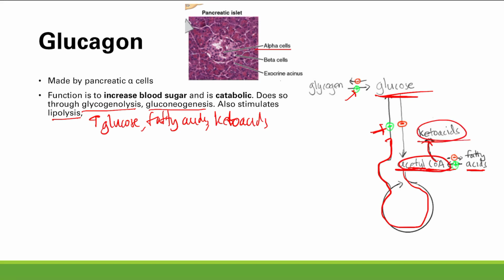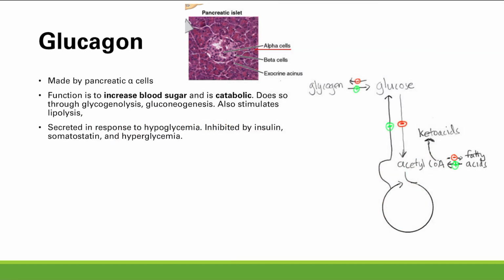Now, what is the regulation of glucagon? Will low blood sugar or high blood sugar cause release of glucagon? When will you want to increase blood sugar? When you have low blood sugar. When you have low blood sugar, then you want to increase your blood sugar, and you do that through glucagon. Now, inhibition is through insulin. We talked about that. Somatostatin pretty much inhibits everything. And then obviously hyperglycemia would inhibit it. So that is glucagon. Glucagon increases blood sugar, is catabolic. Insulin decreases blood sugar, is anabolic. Alright.